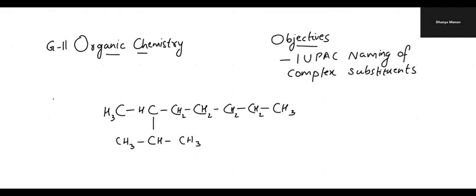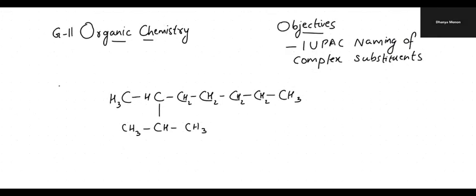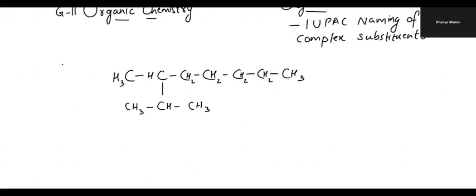Okay, IUPAC nomenclature. Now in today's lesson we will be learning the IUPAC naming of some complex substances, complex substituents. Okay, so what are these complex substituents? I've just taken an example where there is a straight chain, and here you can see some branched substituent. Okay, and this branch substituent is itself branched. Okay, so this is the straight chain.